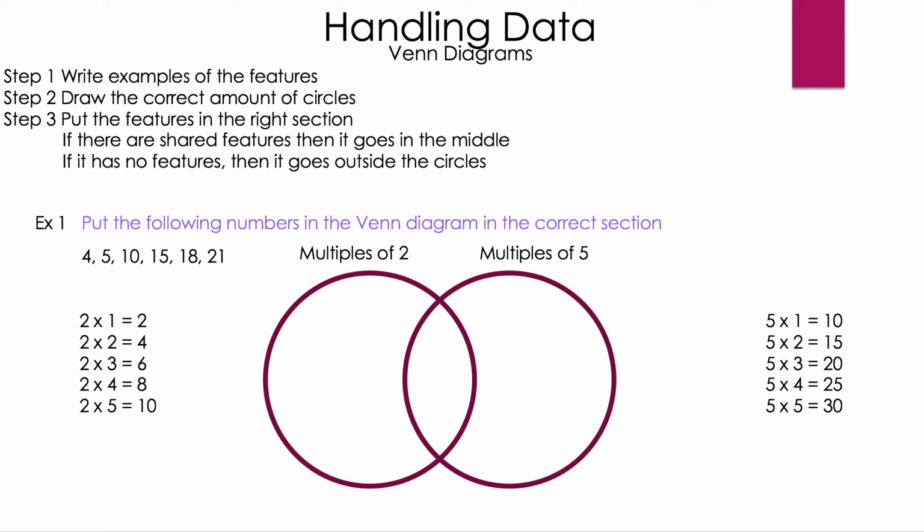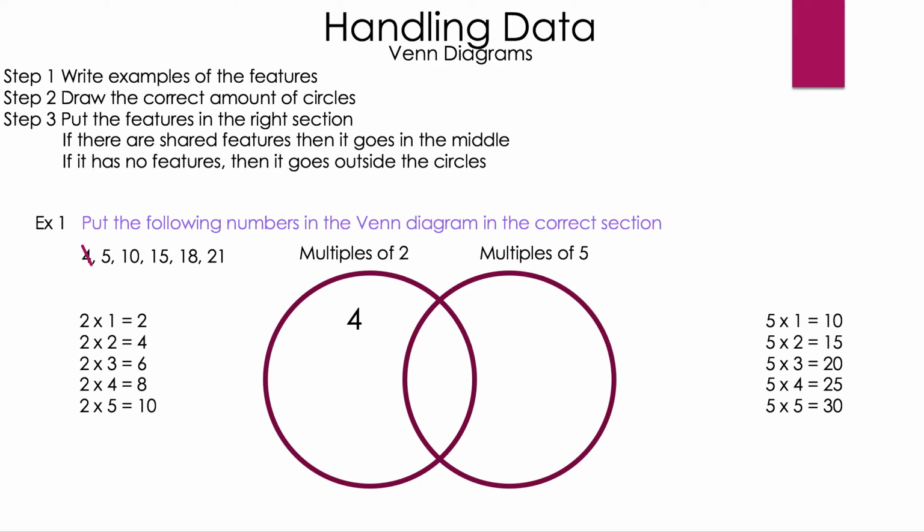When you're doing one at a time, make sure you cross off the number that you have already done, because you can only have it once. So if you cross it off, you know that you've already done it. So let's go ahead and get rid of the 4. So we cross it off. It's a multiple of 2.